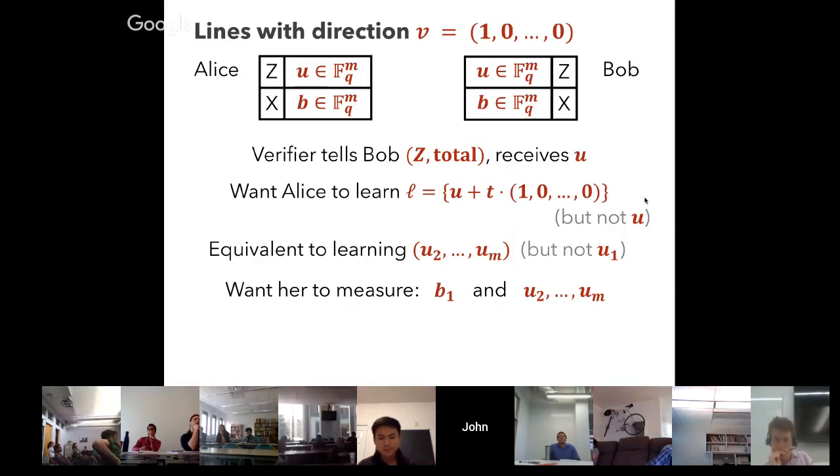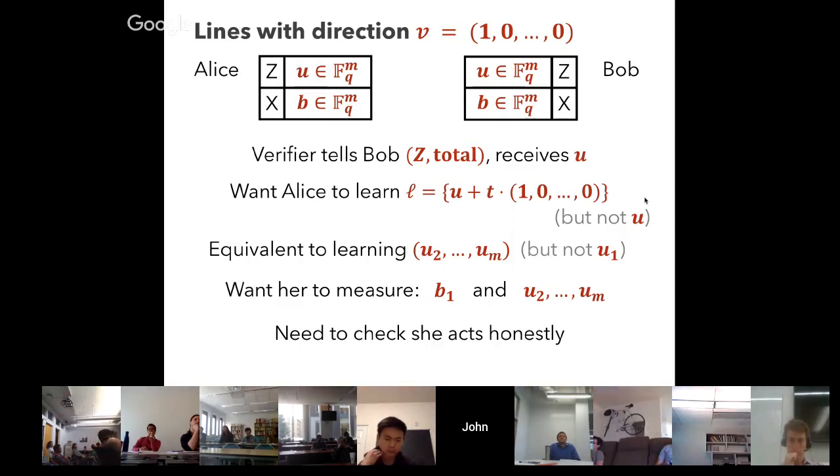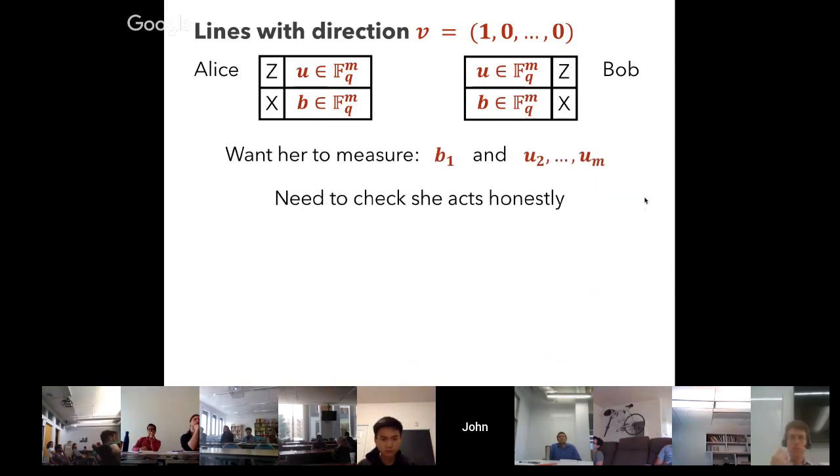Okay, so how do we do this? Well, we're basically going to do what we did in the second example. We want her to measure U2 through UM to learn the line. But we also want her to measure B1, the first value in B. And the point is that, as we saw earlier, once you learn B1, you're not able to learn anything about the first value of U. So this prevents her from learning information about U1. So we're going to ask that she measures B1 and then U2 through UM, and gives them to us. U2 through UM will specify her line, and B1 will be her proof that she measured this thing that prevents her from knowing U1. But of course, what we're asking her to do is not a total measurement of X or Z. So we don't know how to check that she acts honestly yet. We don't automatically get that.